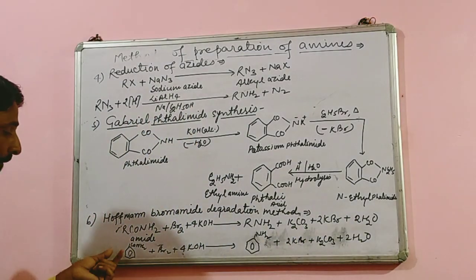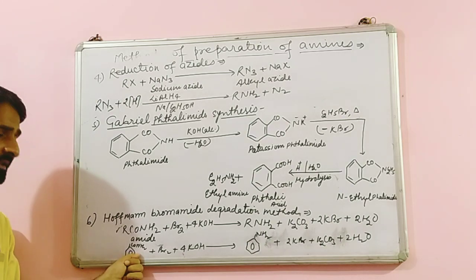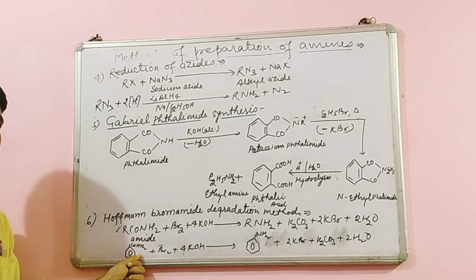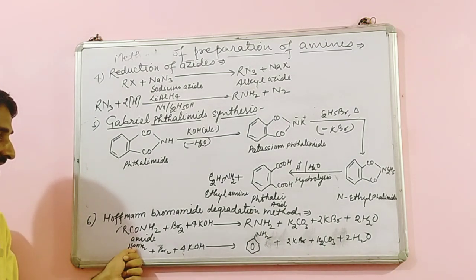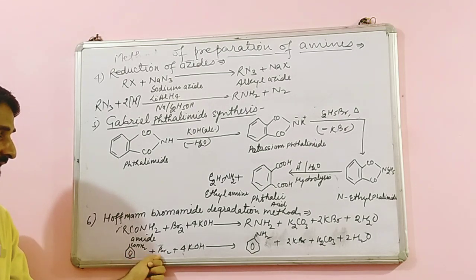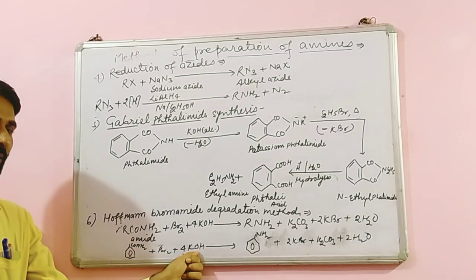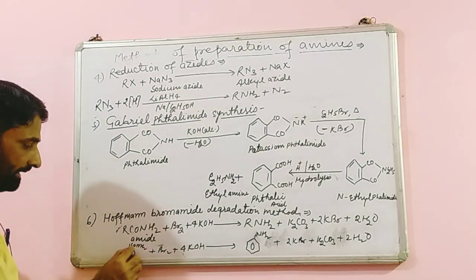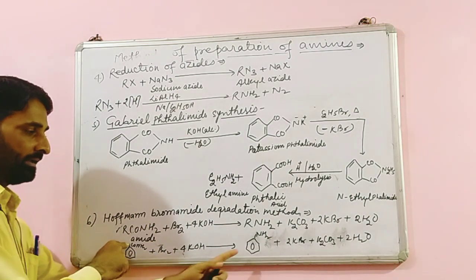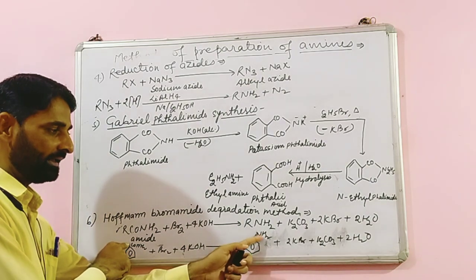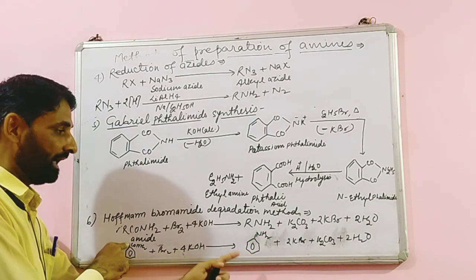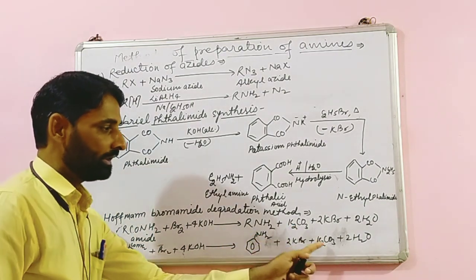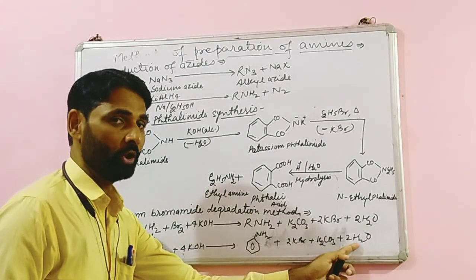And suppose that we take benzamide. Benzamide means this is benzene ring, CONH2 reacts with Br2 and 4KOH. Above this same reaction is going on, this NH2 adds to this position. This is the benzene ring NH2. This is aniline, and 2KBr, K2CO3 and 2 water.